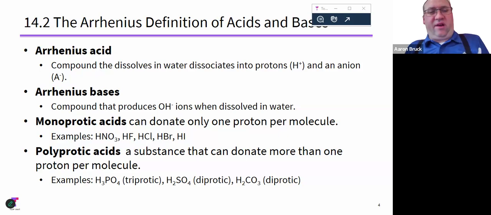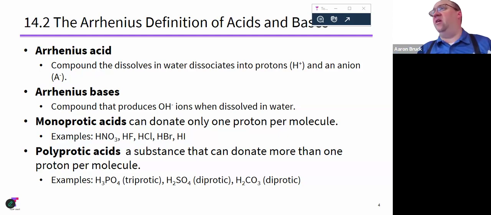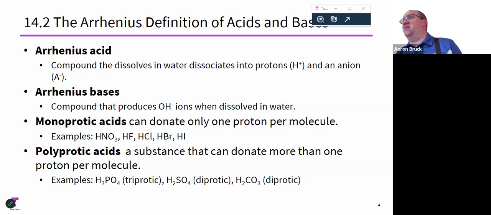Polyprotic acids, on the other hand, have more than one proton to donate and will often do so. So examples here would be things like phosphoric acid. Phosphoric acid actually has 3 acidic protons. It is considered triprotic. More commonly, we think of things like sulfuric acid. Sulfuric acid is diprotic. Carbonic acid is diprotic. Oxalic acid is diprotic.